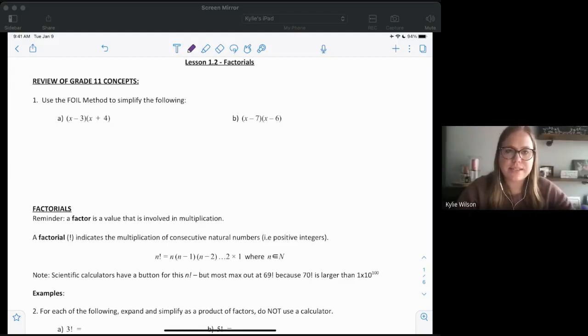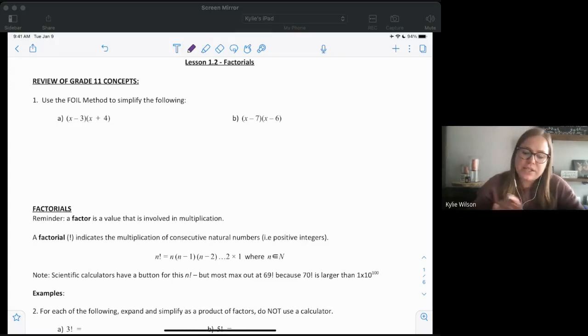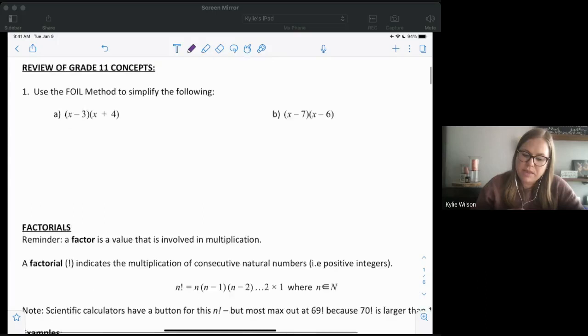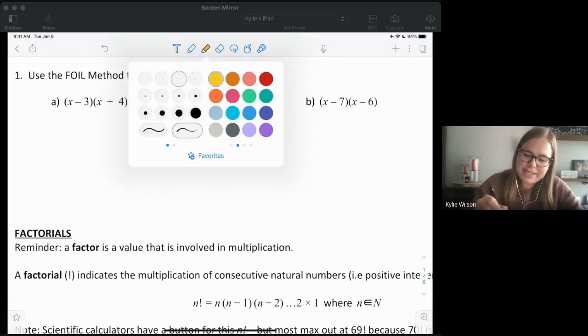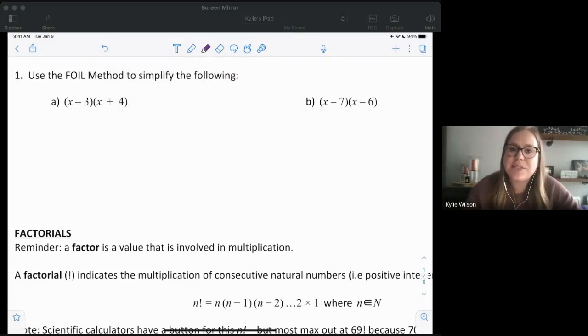So for this lesson, we will be talking about factorials. Before we get too far, let's start by reviewing some grade 11 concepts. We want to review FOIL, or in other words, our distributive property. When I have two brackets beside each other, it's really important that I use my distributive property to ensure that I don't accidentally miss any multiplication.